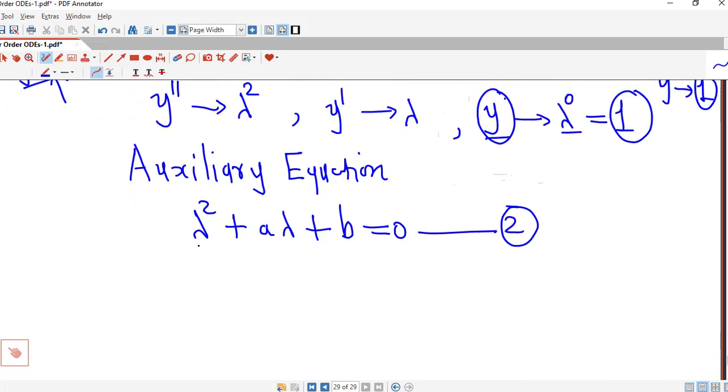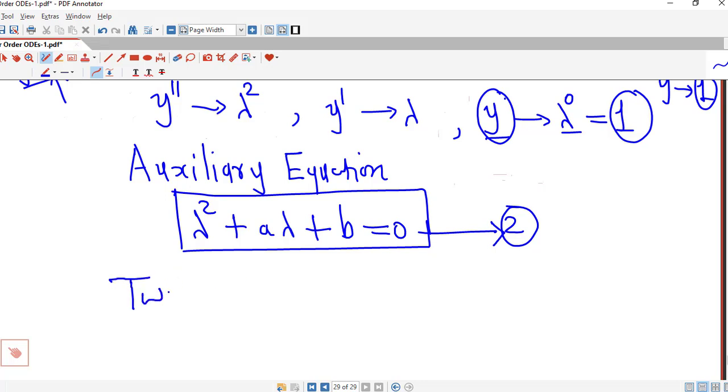Now here the auxiliary equation is a second degree equation in lambda. It is a quadratic equation in the variable lambda, and we know that if we have a quadratic equation it will always have two roots or two values of lambda which satisfy this auxiliary equation.